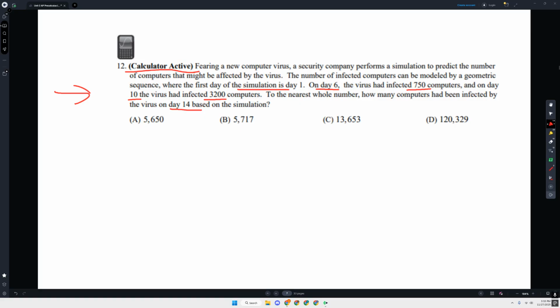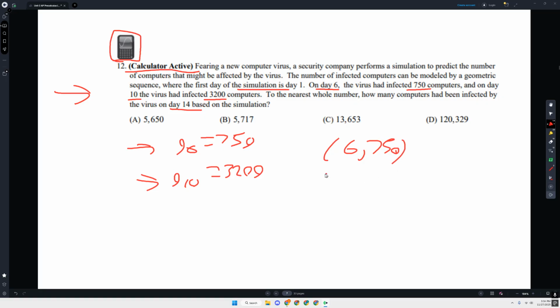Alright, we'll go over this in like 30 seconds, because with Desmos, it shouldn't take that long. G10 is equal to 3200. And that means we have two coordinates, which would be 6, 750, and 10, comma 3200.